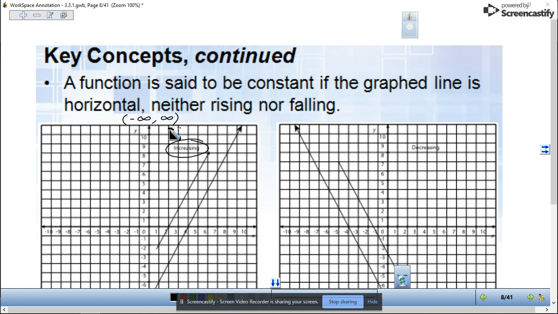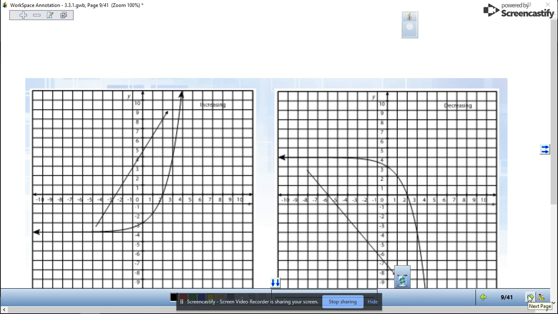Okay, that's the interval from -infinity all the way to the left to +infinity, which is all the way to the right. Okay, get used to that interval notation here. All right, so decreasing would be the same thing. It would be from -infinity to infinity. You guys have to identify which is which.